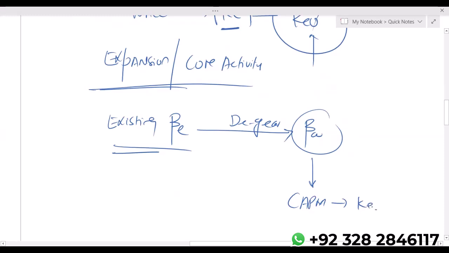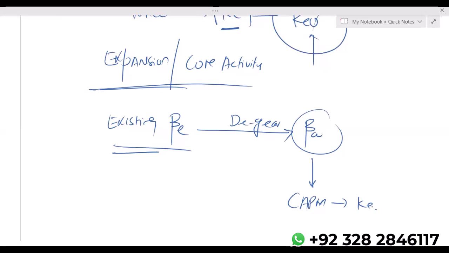Why are we doing this? If I'm making investment in core activity, I'm going for expansion, I'm making investment in my existing industry, I'm not doing something new, then logically my business risk will not change. Plus, I'm making an assumption that 100% of the project is financed through equity.